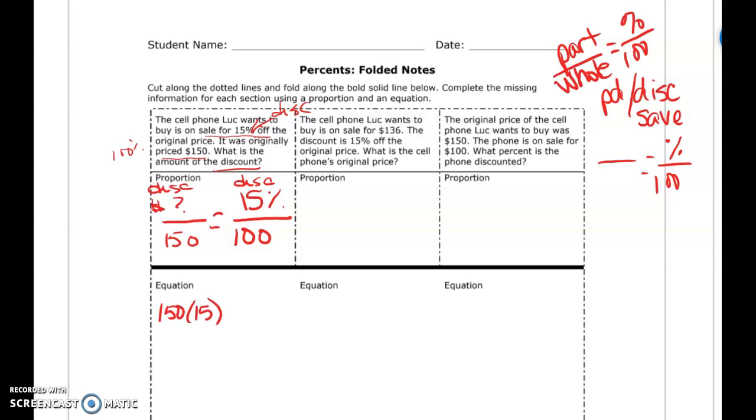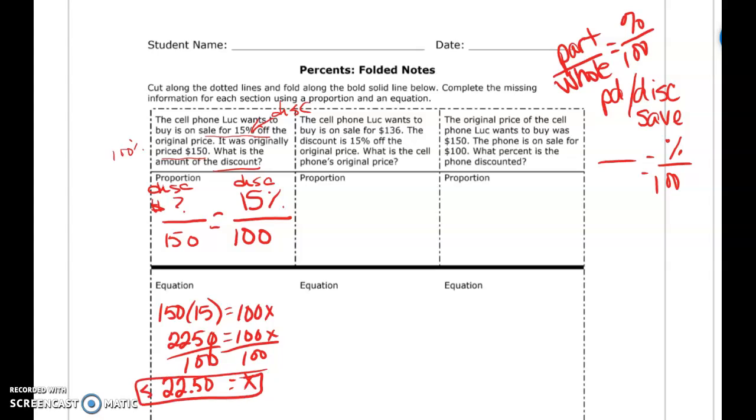So we're going to say 150 times 15 equals 100 times x. And we know that 150 times 15 is 2,250, equals 100x. To solve for x, we're just going to divide. So x is going to be $22.50. That is his discount.